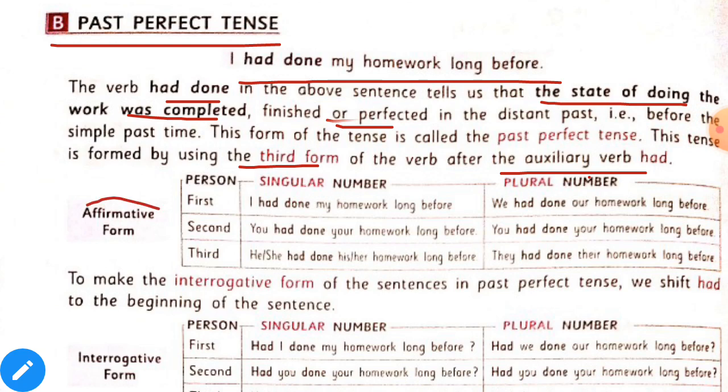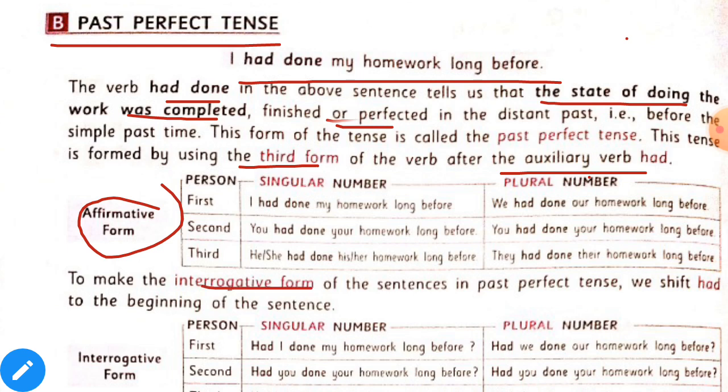Now let's know about the affirmative form of the sentence. Affirmative sentences are like this: I had done my homework long before. You had done your homework long before, and he or she had done her or his homework long before. Children, in the past perfect tense we only use had with all the subjects, and the third form also.